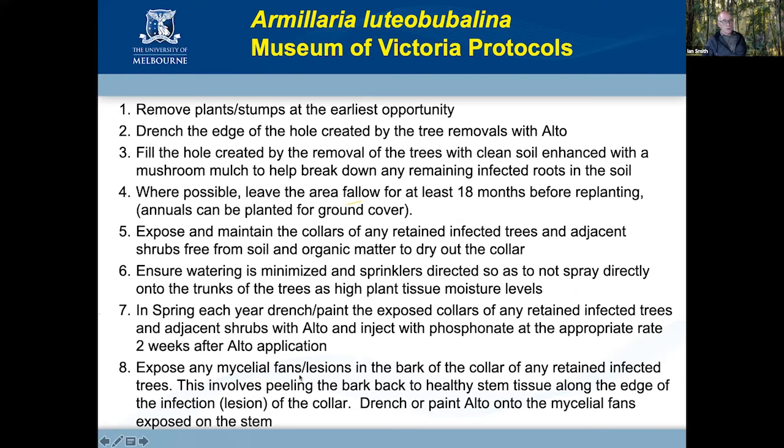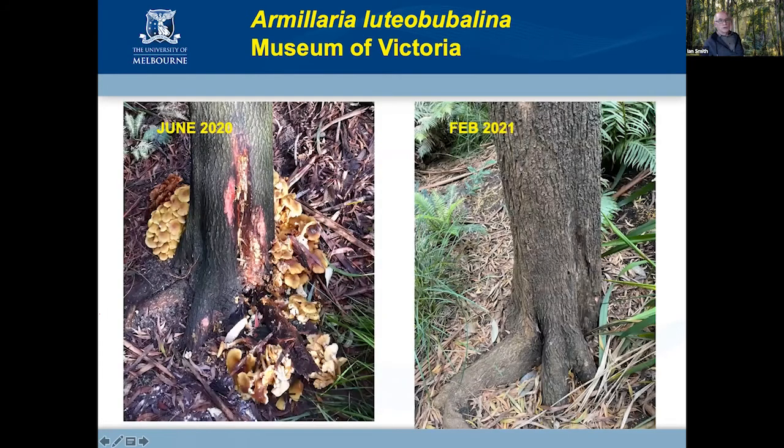And then we can expose any mycelial fans in the bark at the collar of any retained infected trees. This involves peeling the bark back to healthy stem. And I'll show you this sort of thing here. In June 2020, this is a blackwood in the forest gallery. You can see the massive armillaria present. So we peeled this bark back, we painted it with and treated it with Alto, and this was in 2021. No sign of any fungus anymore, so it's actually been killed off within the tree, which is good because that was one of the last blackwoods they had in the actual gallery.